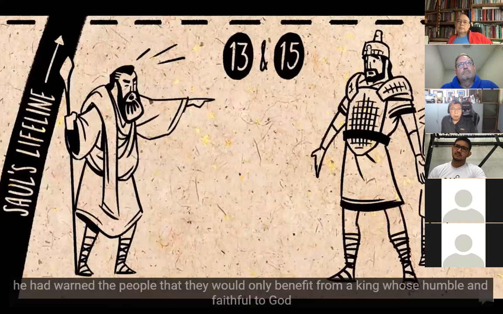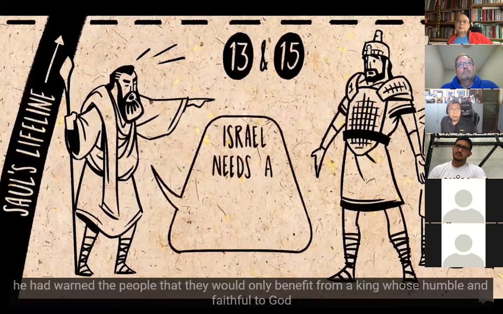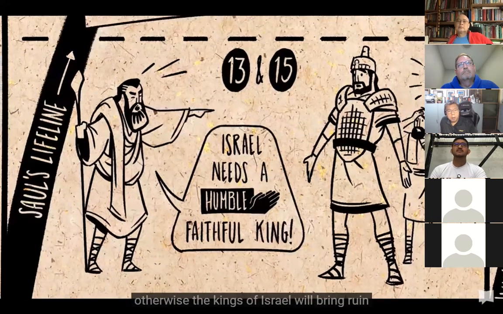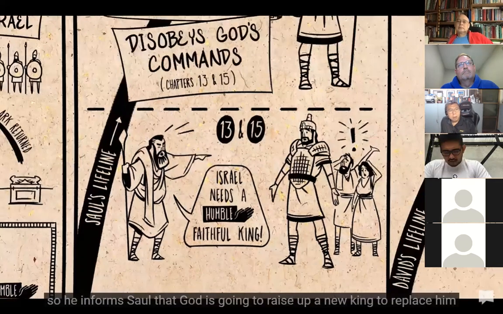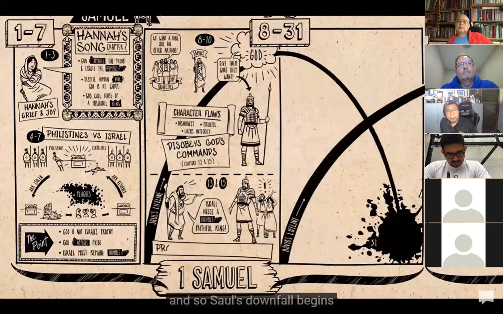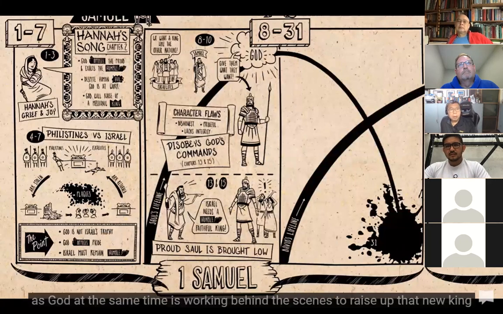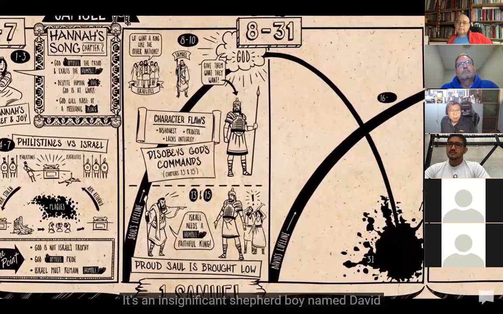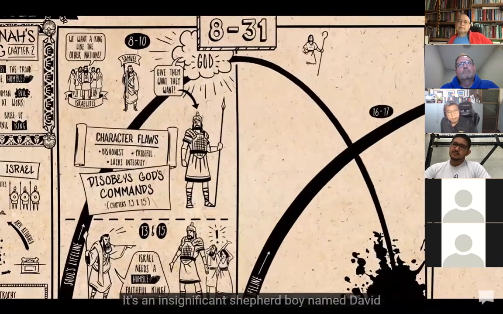He had warned the people that they would only benefit from a king who's humble and faithful to God. Otherwise, the kings of Israel will bring ruin. So he informs Saul that God is going to raise up a new king to replace him. And so Saul's downfall begins, as God at the same time is working behind the scenes to raise up that new king. It's an insignificant shepherd boy named David.